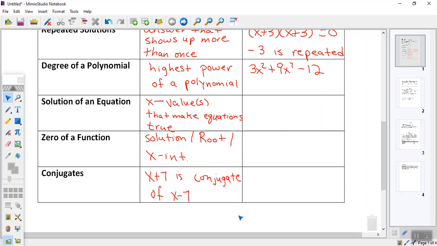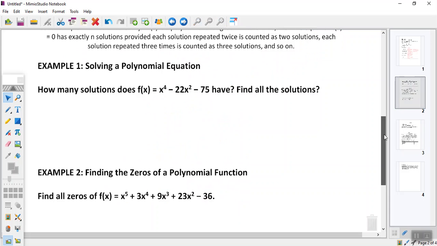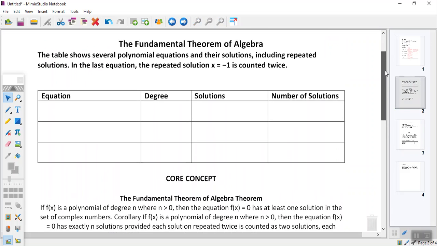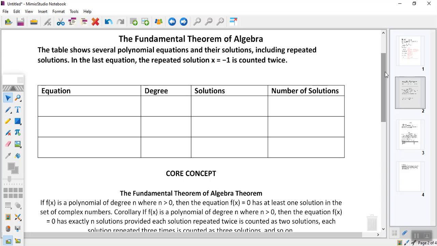All right, let's see what we can get into with this. Let's go to the first page here. Oh my gosh. Oh my gosh. All right, let's talk here, kids.